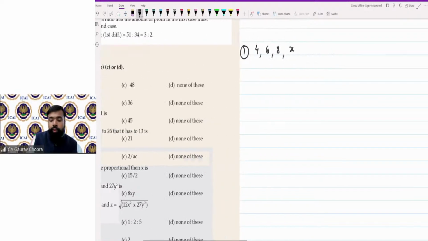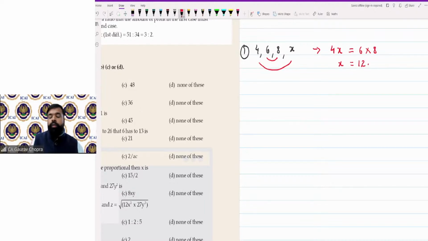So applying the formula, the same formula we have to apply. Product of mean is equal to product of extreme. So 4 into x is equal to 6 into 8. So what we are getting, x is equal to 12. So the value of x is 12.